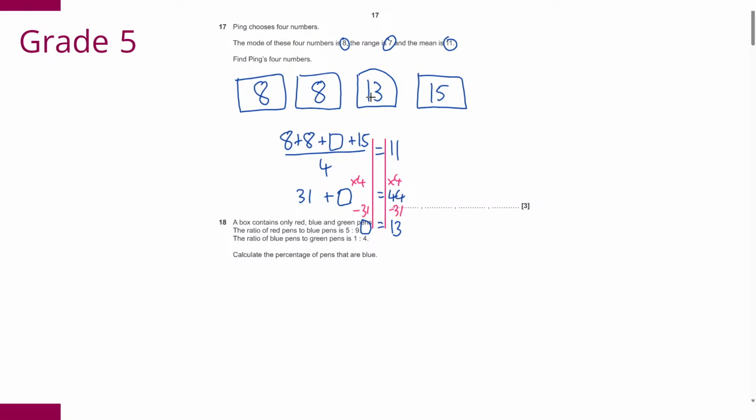Cool. We have done grade 5. Are there any other suggestions for grades? Can you cover grade 5, which we've done?